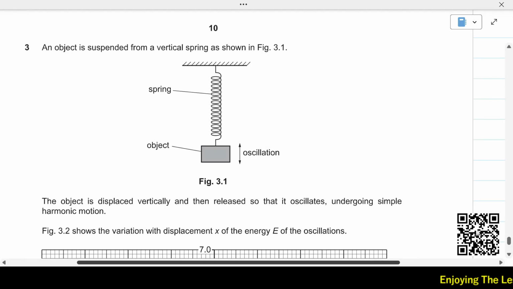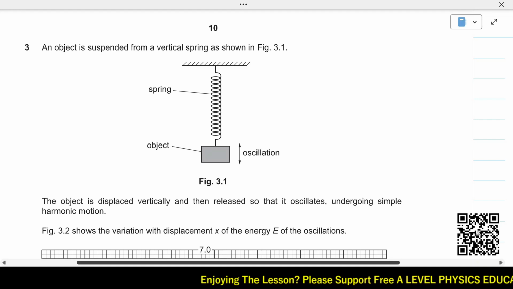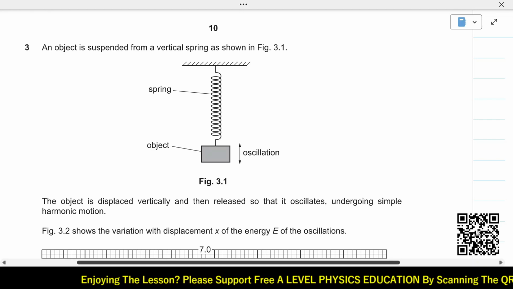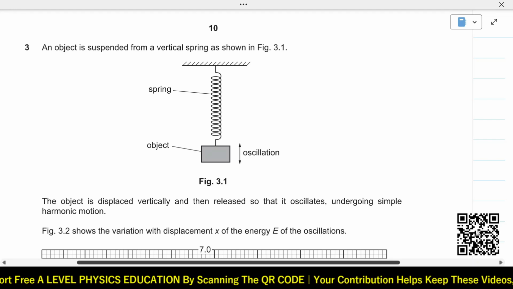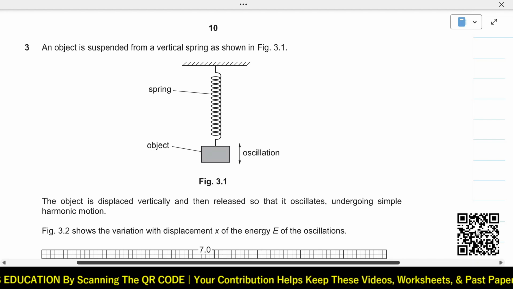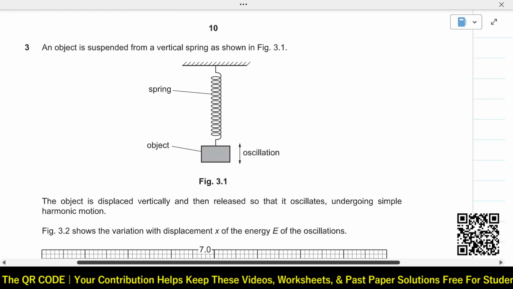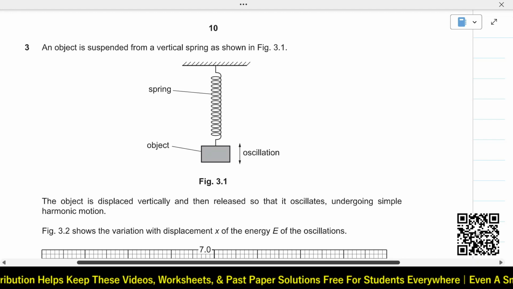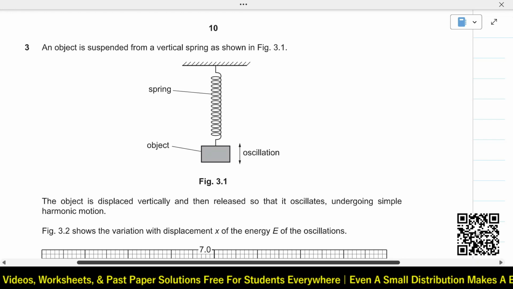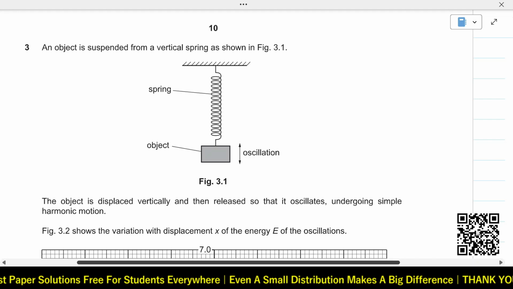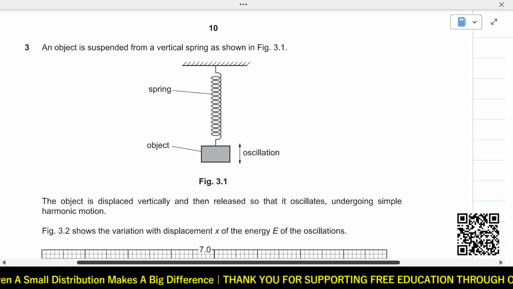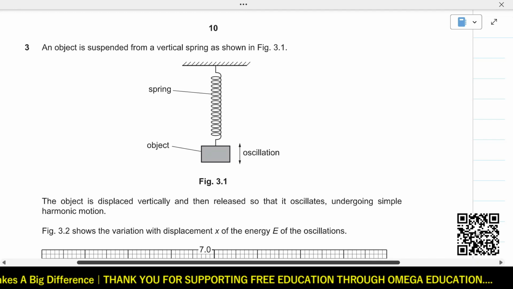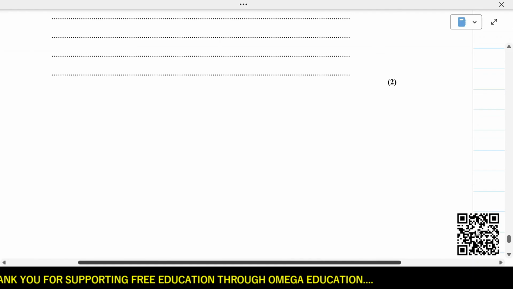An object is suspended from a vertical spring as shown in figure 3.1, the textbook example of an object undergoing simple harmonic motion. Mass attached to a spring. Another example is motion of a simple pendulum. Another example is motion of a damping system or earthquake proof damping system. Another example was motion of an electron when alternating current is supplied or flows through the conductor. So there are plenty of cases which exhibit simple harmonic motion.